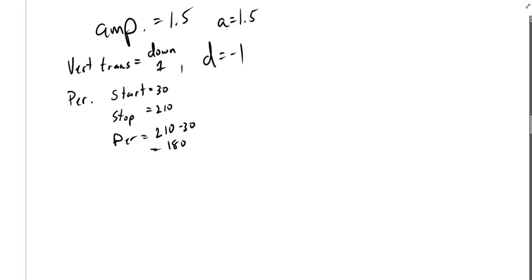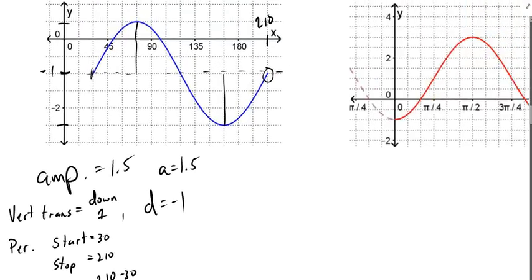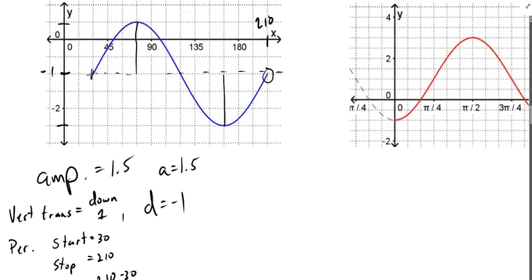And then again, it doesn't ask me to do this, but I'm going to do it. It's going to help later. What is my K value? So K is equal to a normal period, which is 360 over 180, which is 2. And like I said, a K value of 2 cuts your period in half, right? That's compression. That makes sense. That should make sense to us. Good so far? Any questions so far?